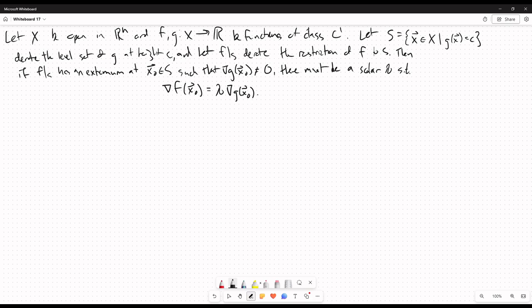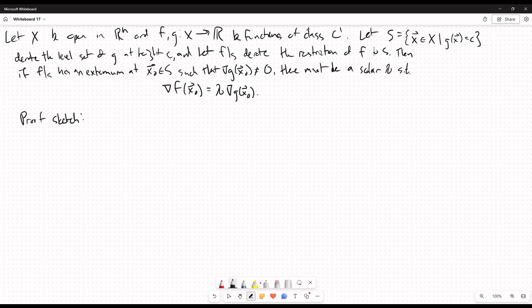Then if f restricted to S has an extremum at x naught, such that the gradient of g at x naught doesn't equal 0, then there must be a scalar lambda such that the gradient of f at x naught equals lambda times the gradient of g at x naught. So in this proof, we're just going to sketch the proof.